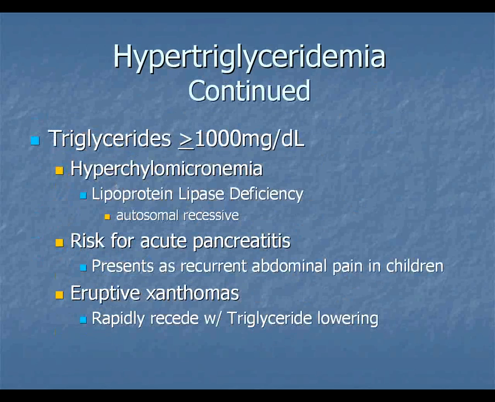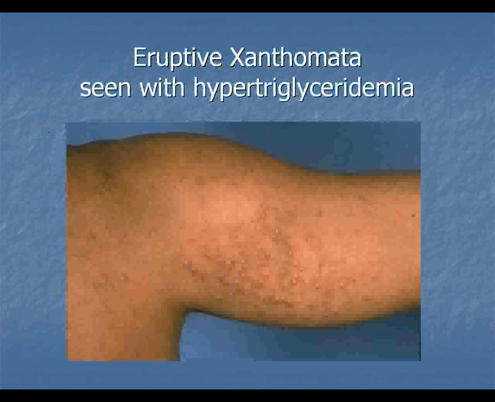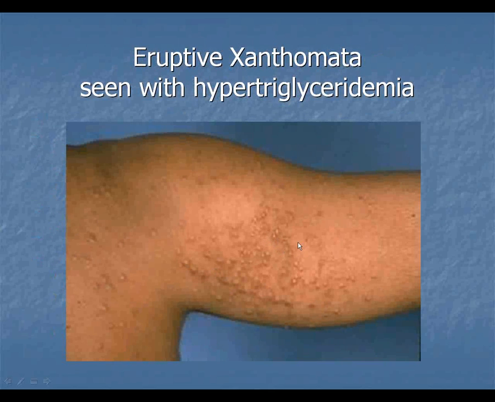These patients are going to have eruptive xanthomas, which are different than the tendon xanthomas. These will rapidly recede with triglyceride lowering. So they may be present for a day or so and then go away the next day, but this is what these look like.